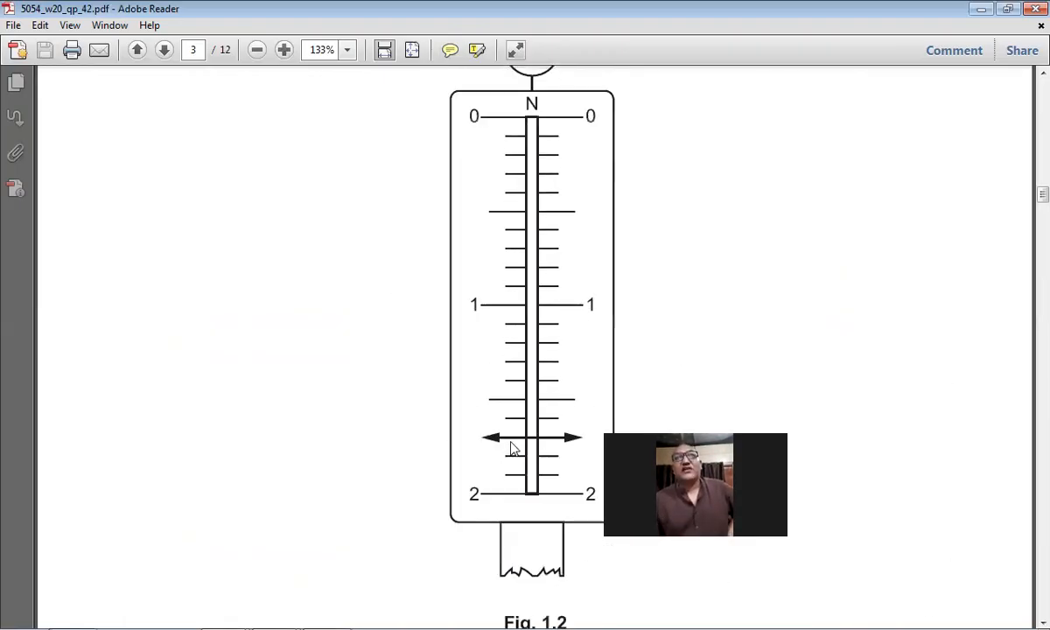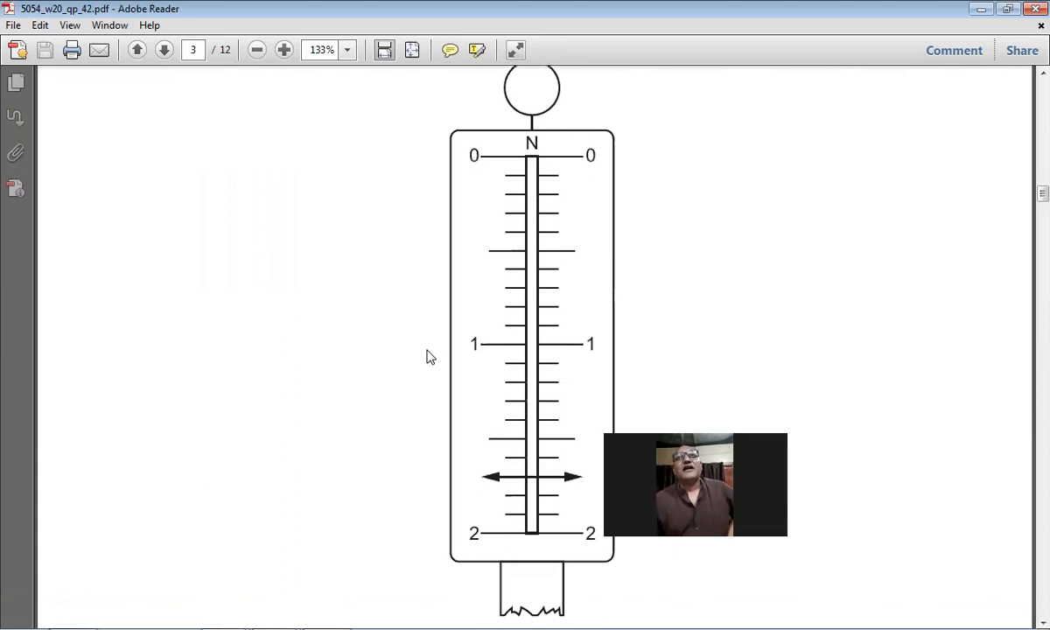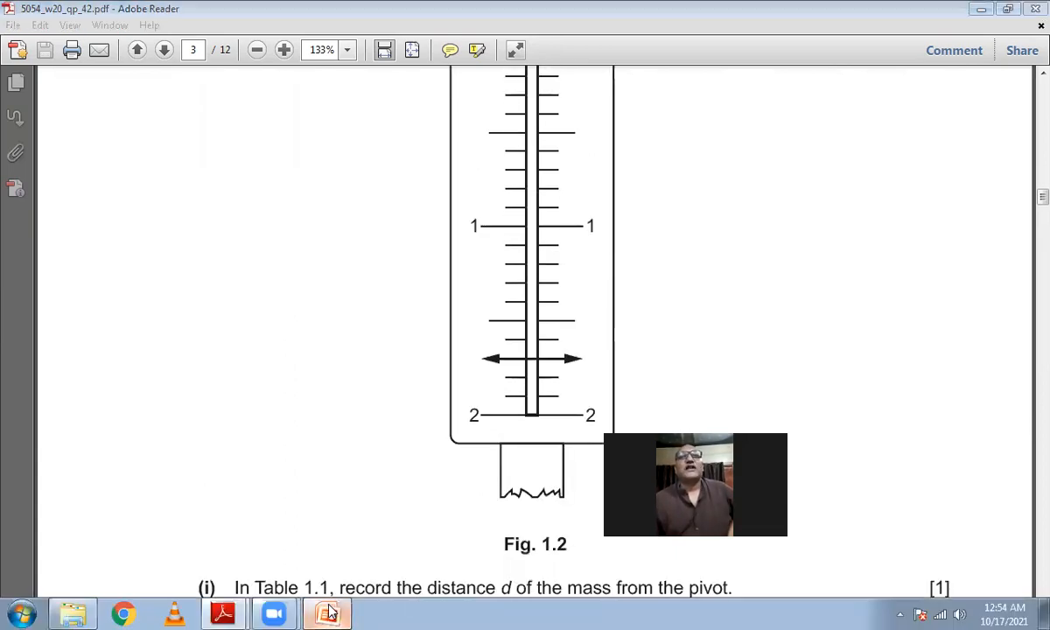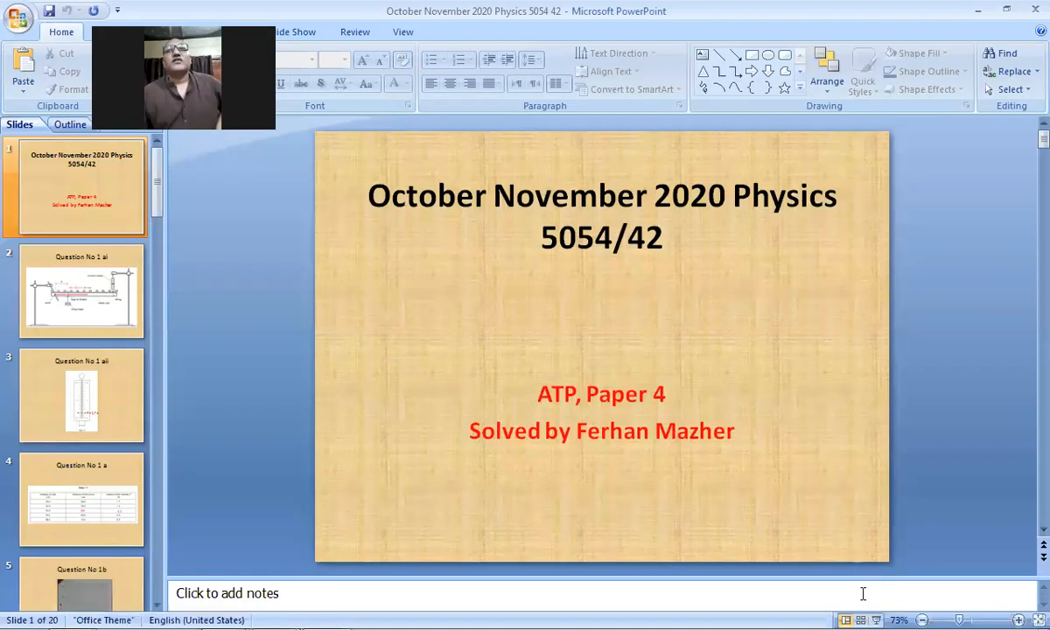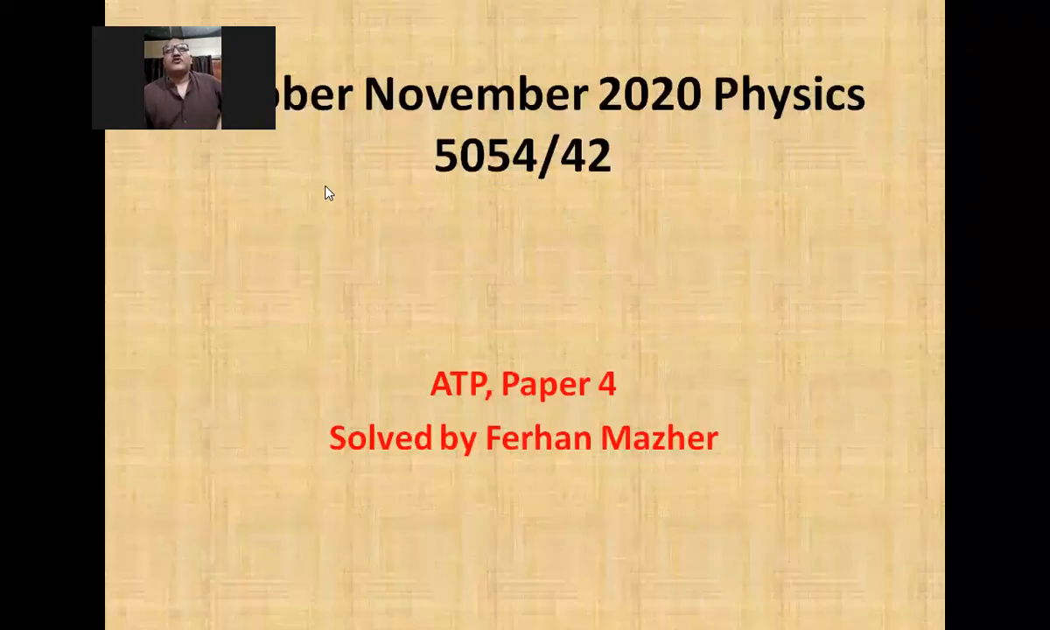This is the reading of the Newton meter. You can see 1, 2, 3, 4, 5, 6, 7. It's 1.7 Newton. And I can show you. Let me go to my answers. Okay. I will show you how this is done.